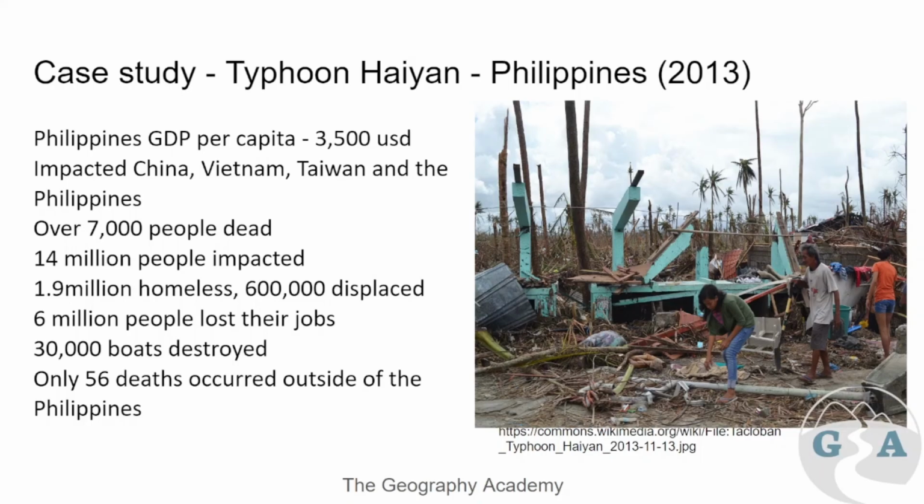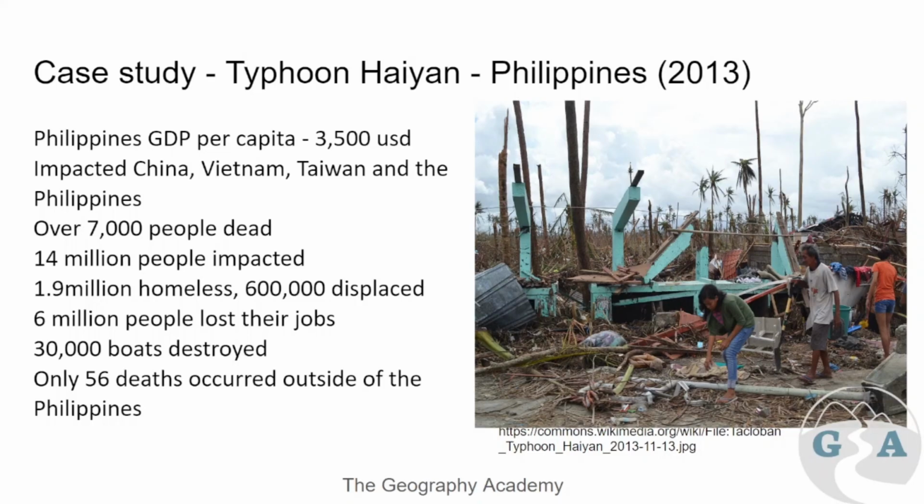The Philippines then, a lower GDP. We see this huge typhoon coming in. 7,000 people had died and 14 million people were impacted. 1.5 million were completely homeless and 600,000 displaced. So we can see there that the numbers completely overshadow the Katrina numbers by a long shot. Now we're talking about a very densely populated country, high population, less developed, meaning that they didn't have the protection or the evacuation means the same as the USA did.